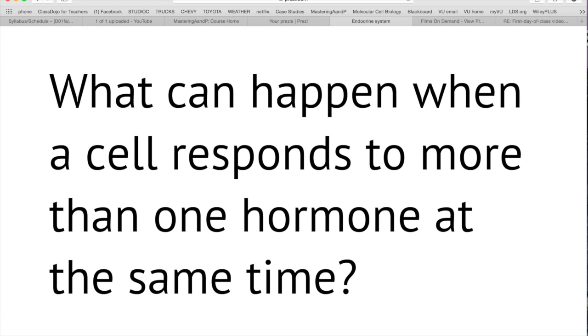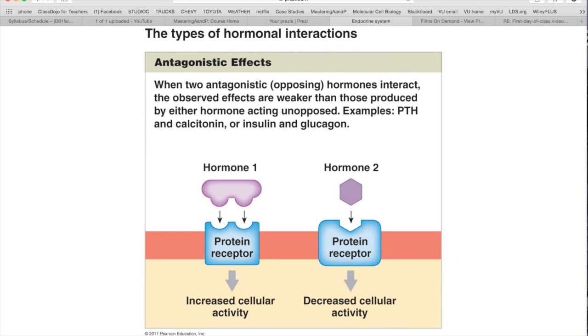Alright, what can happen when a cell responds to more than one hormone at the same time? There's a couple of options here. The first is the effects can be antagonistic, which means they do the opposite thing. So like insulin and glucagon basically do the opposite thing.